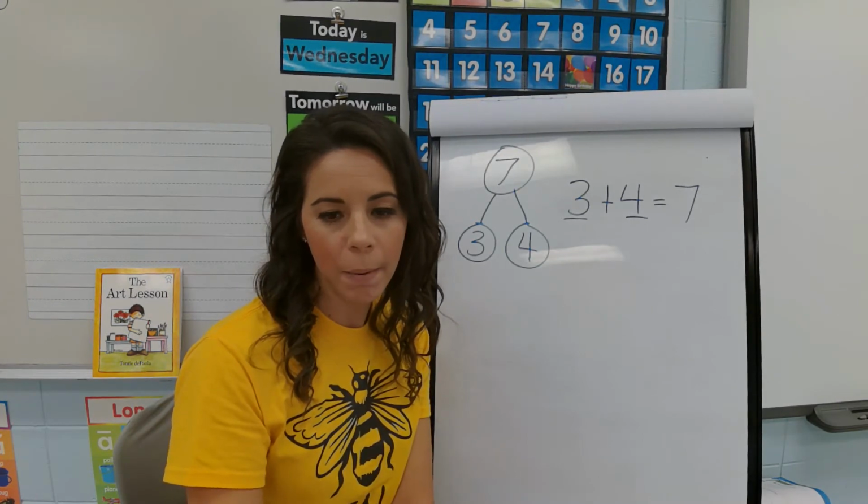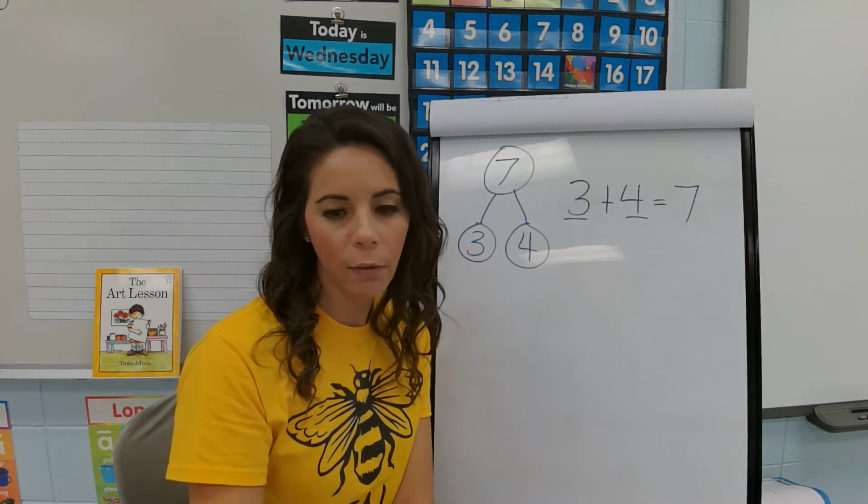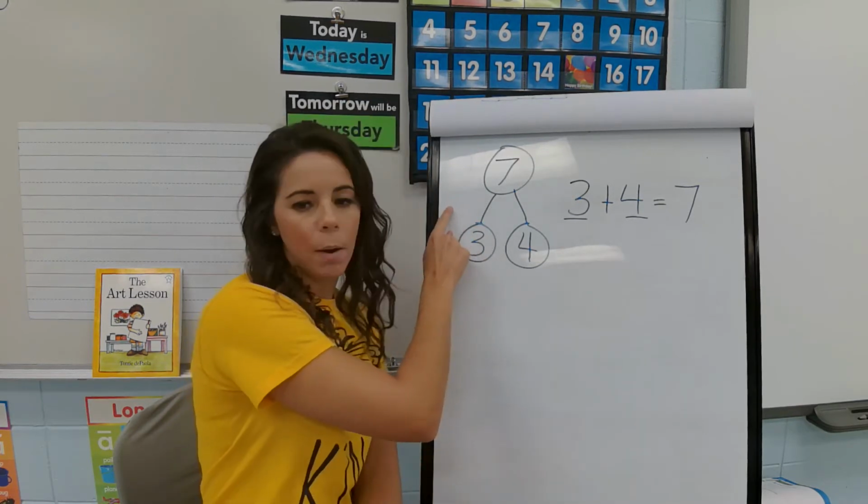Your math mat is that laminated piece of paper with your tens frame, your number line, and your number bond.